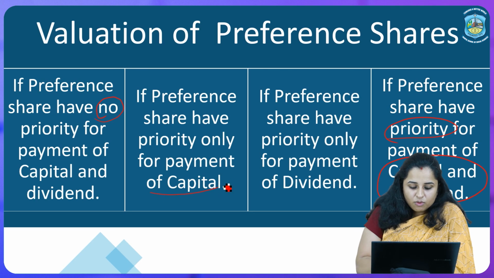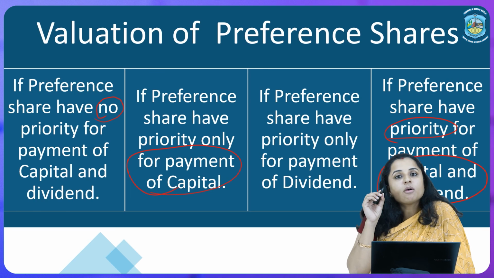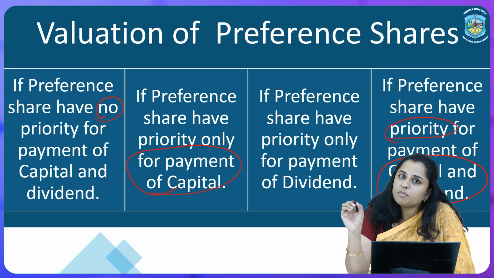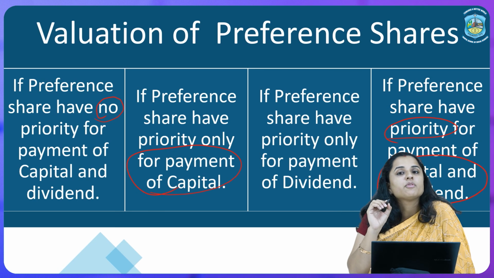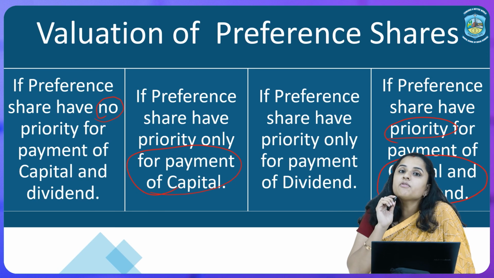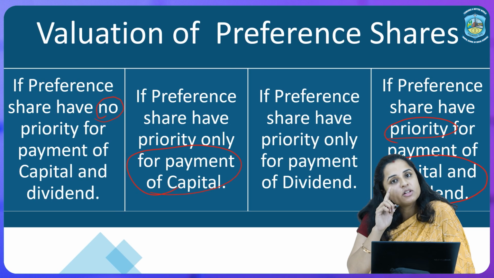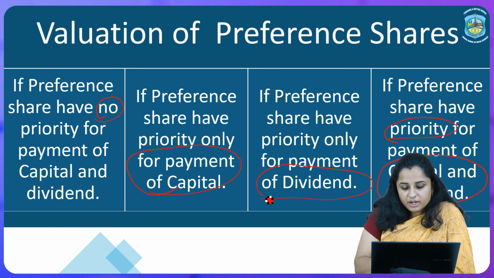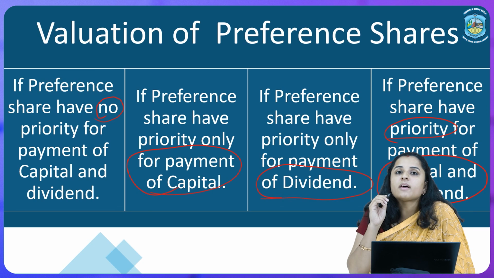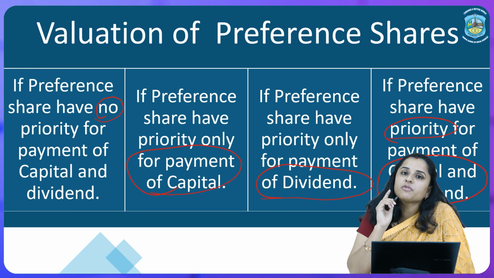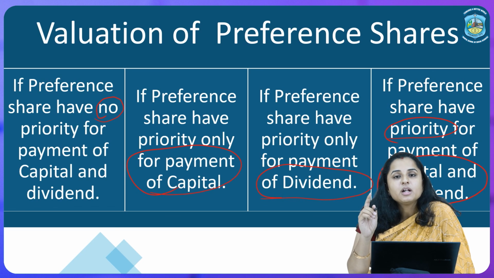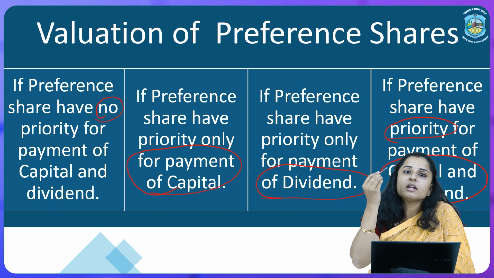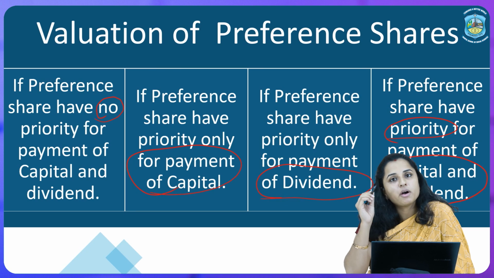In case priority is only for the payment of capital, what will be done? From the net assets, preference share capital will be subtracted and it will be divided by the number of equity shares. And then for the preference share amount, you are going to take the preference share capital divided by number of preference shares. If the priority is for the dividend, then you will calculate value of one share, which will be net assets minus the dividend divided by number of equity plus preference shares. And then for calculating the value of a preference share, you will add the value of share calculated plus the amount of dividend per share.